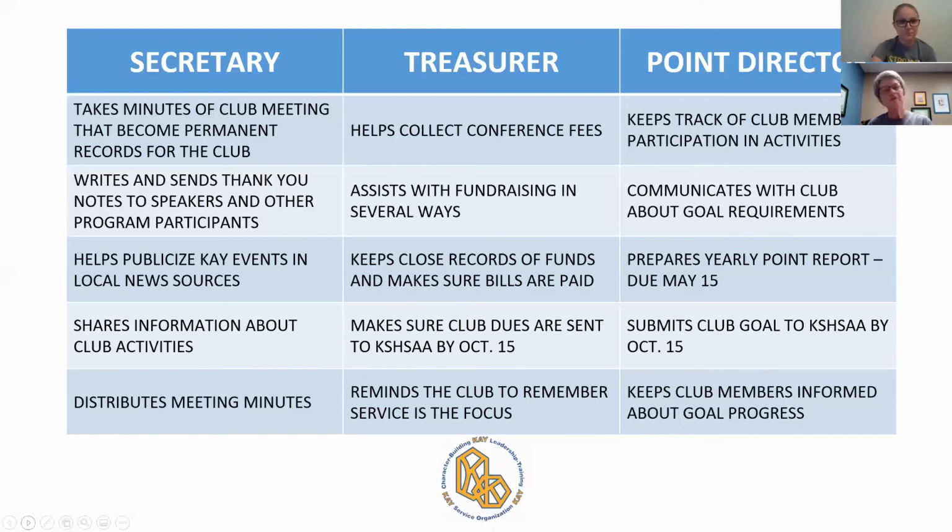And if you're having trouble thinking of ideas, take a look at the KAY handbook, because there are lots of service project ideas listed in that handbook. And you may decide that you keep doing the same thing over and over in your club. So take a look at that to see if there's something new, something that you'd like to try you've never done before.